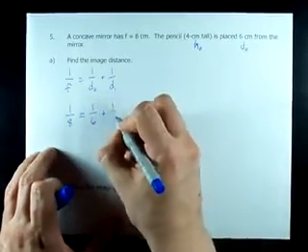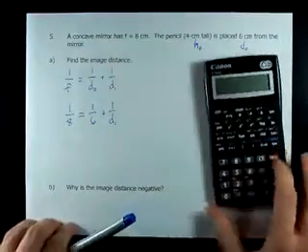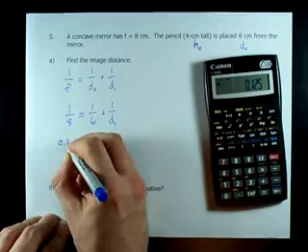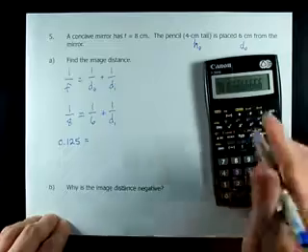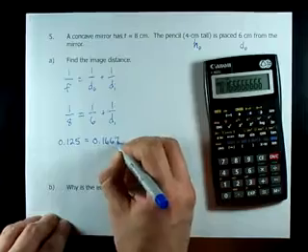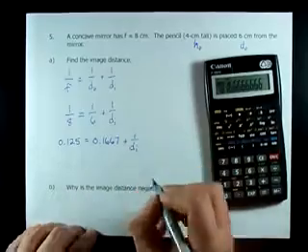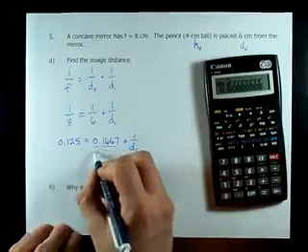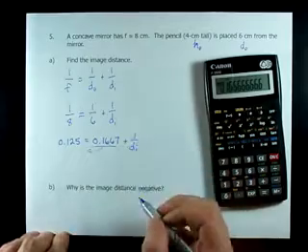We don't have 1 over DI. That's what we're going to be solving for. Now we need to do a little math. 1 divided by 8 gives me 0.125. 1 divided by 6 gives me 0.166, and it keeps going. I'm going to round it to 7. Plus 1 over DI. Now, I need to move this 0.1667 to the other side of the equal sign. That gets me my DI alone on this side.